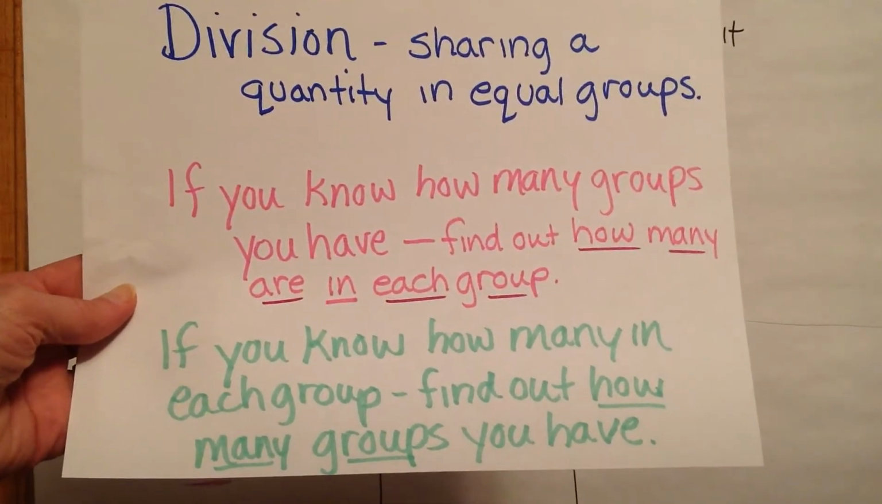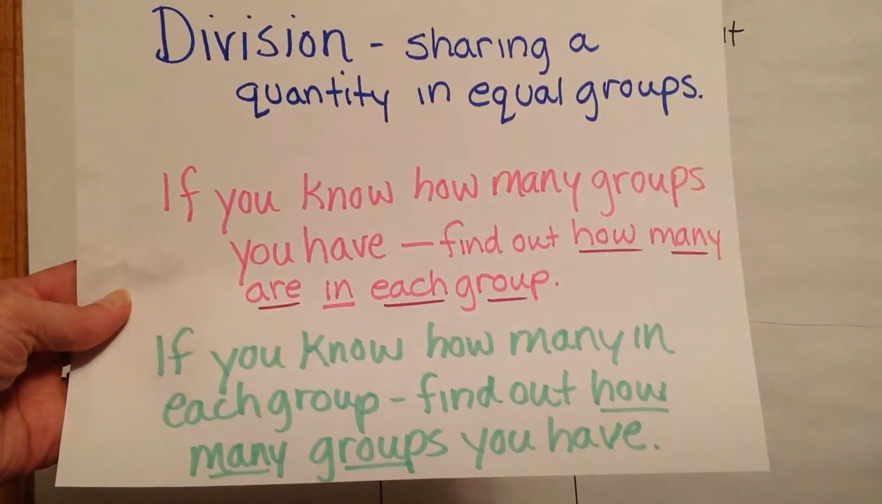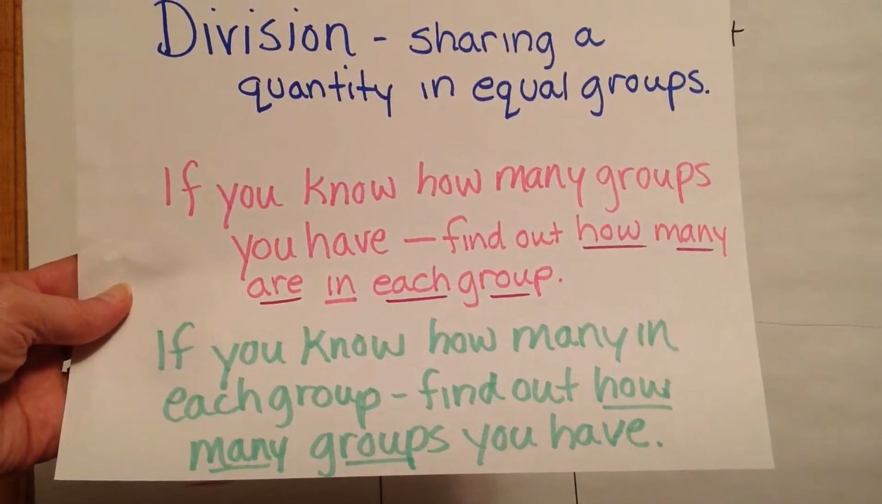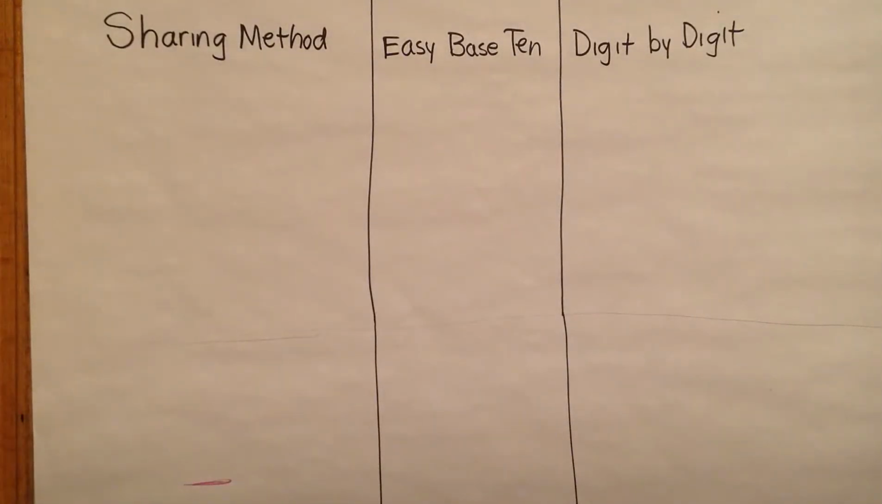So if you know how many groups you have, you're trying to find out how many are in each of those groups. And if you know how many are in each group, you're trying to find out how many groups you have. So we're going to show you in 3 different ways. We've done this before, but just as a review. I'm going to call it the sharing method, the easy base 10 method, and the digit by digit.